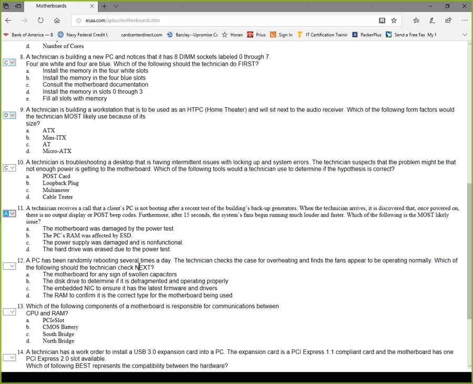A PC has been randomly rebooting several times a day. The technician checks the case for overheating and finds the fans appear to be operating normally. Which of the following should the technician check next? Swollen capacitors, the disk drive to determine if it needs to be defragmented.